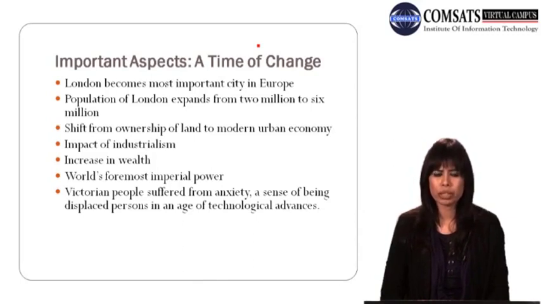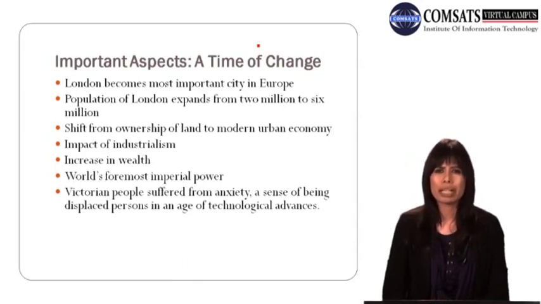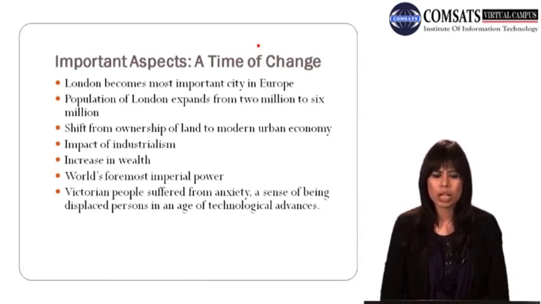First of all, London became the most important city during that era, and you can see London's population expands from 2 million to 6 million. So there is a shift from ownership of land to urbanization. Again, the urbanization concept is here. When we were talking about the Romantic era, it was there as well. The landless people moved to the urban areas, to the towns, because industries were present there. In search of employment they migrated there, and they became the working class of the country. And then definitely they increased the wealth, or the economy, of the country as well.